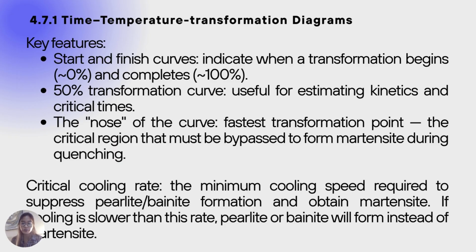During quenching, the cooling path must pass to the left of the nose to avoid forming pearlite or bainite and instead form martensite. If cooling is too slow and passes through the nose, you'll get pearlite or bainite instead of martensite. The critical cooling rate is the minimum speed needed to bypass the nose of the curve. If cooling is faster than this rate, martensite forms. If it's slower, you'll end up with pearlite or bainite instead, which are softer structures.